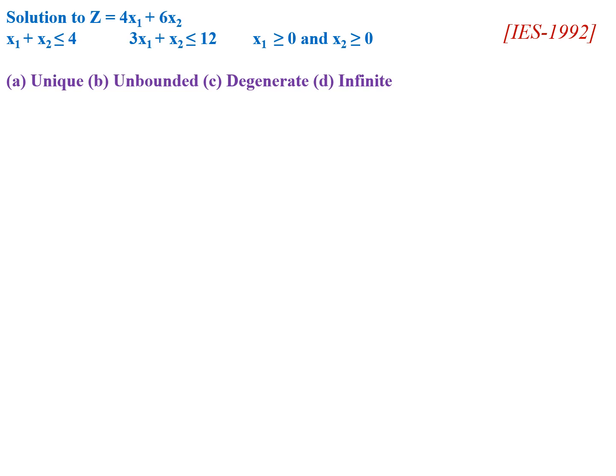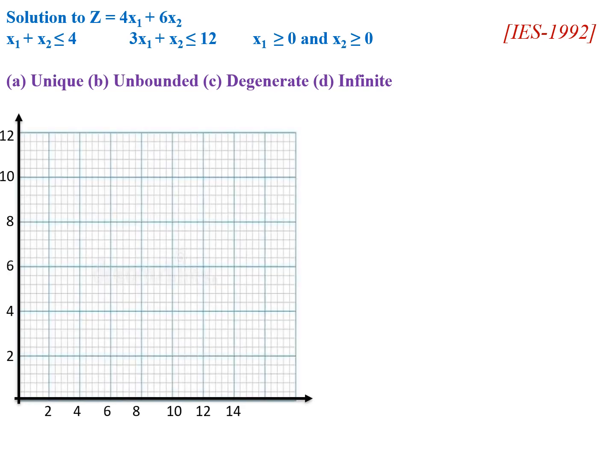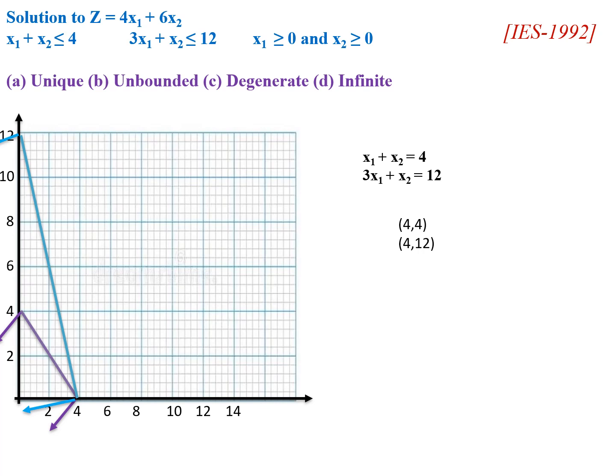Let's see the solution. First we convert the constraints into equations, determine the coordinate values for each constraint, and plot the lines using these coordinate values. Next we mark the region for each constraint. Here we consider the region below the line for the two constraints, and this is the feasible region. By observing this, the feasible region has a unique solution. So the answer is option A, the unique solution.